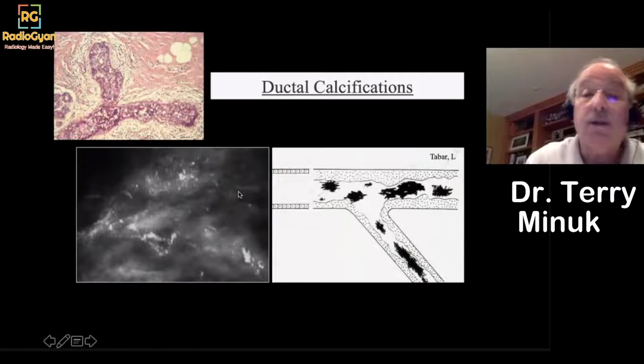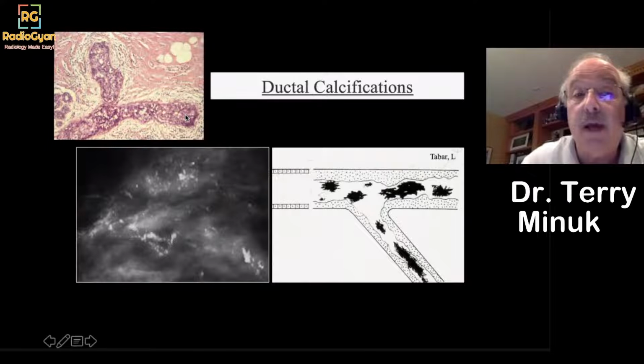Let's look at the pathology of this. The pathology at the top shows a long branching duct filled with tumor cells. So that's what would be called solid DCIS. Now it's surrounded by some purple cells, which is inflammatory, a desmoplastic reaction that frequently occurs with high-grade DCIS.